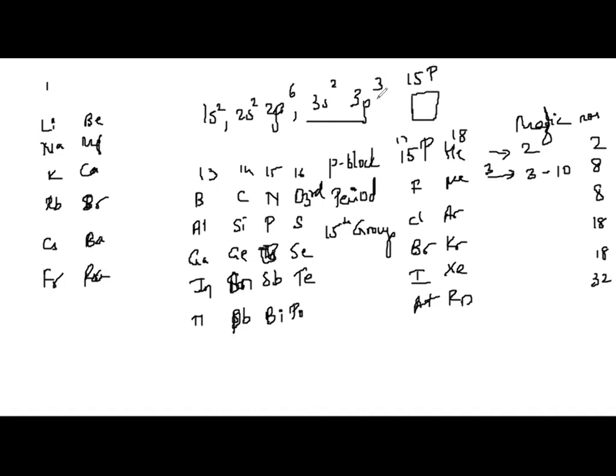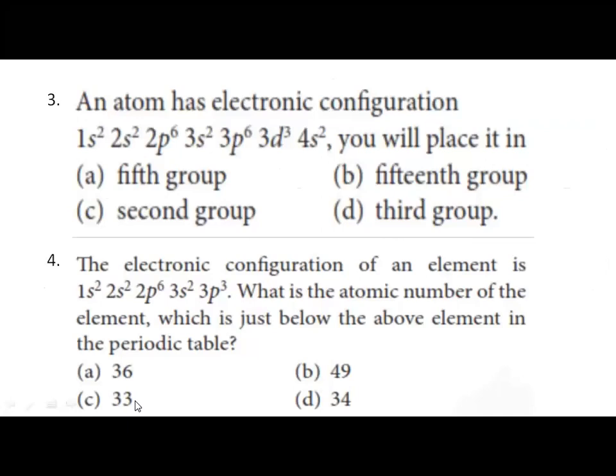Here it belongs to the 3rd period, so I have to add how many electrons more? Plus 18 more. When I add 18 plus 15, it is 33. So the element which comes below, arsenic, has atomic number equal to 33. You can even verify it. So 33 is the atomic number.